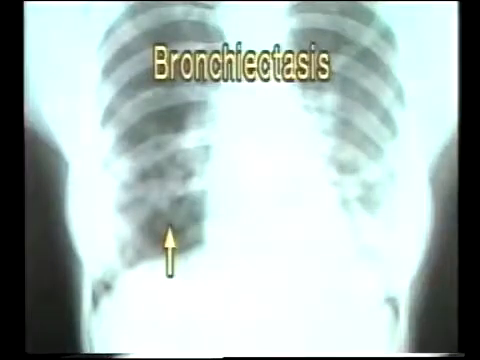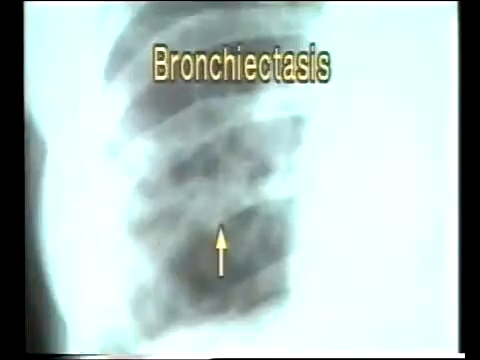This X-ray shows bronchial shadowing in the right middle lobe with multiple cystic areas. A close-up view shows several thin-walled cysts clustered together. There are no fluid levels. This is cystic type of bronchiectasis.